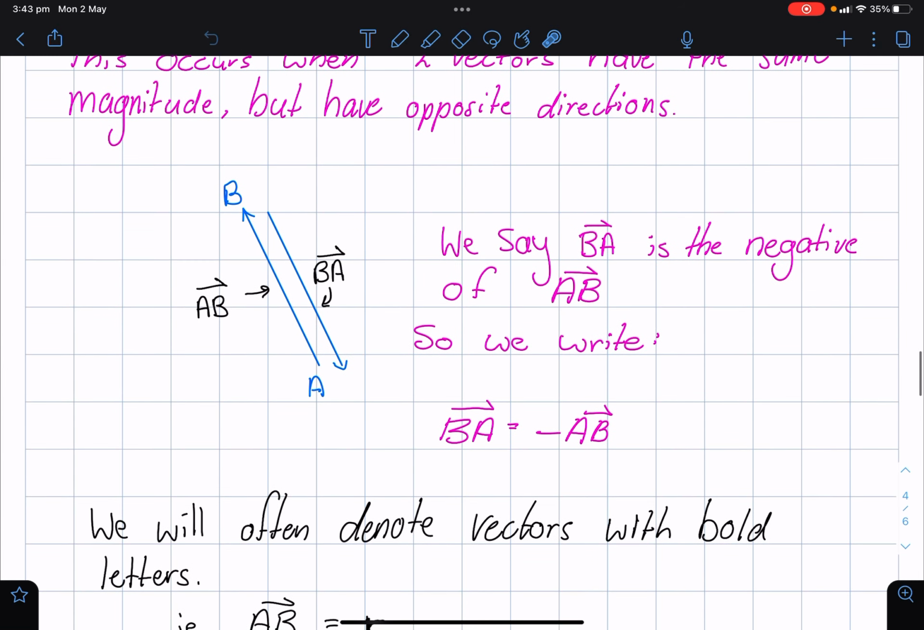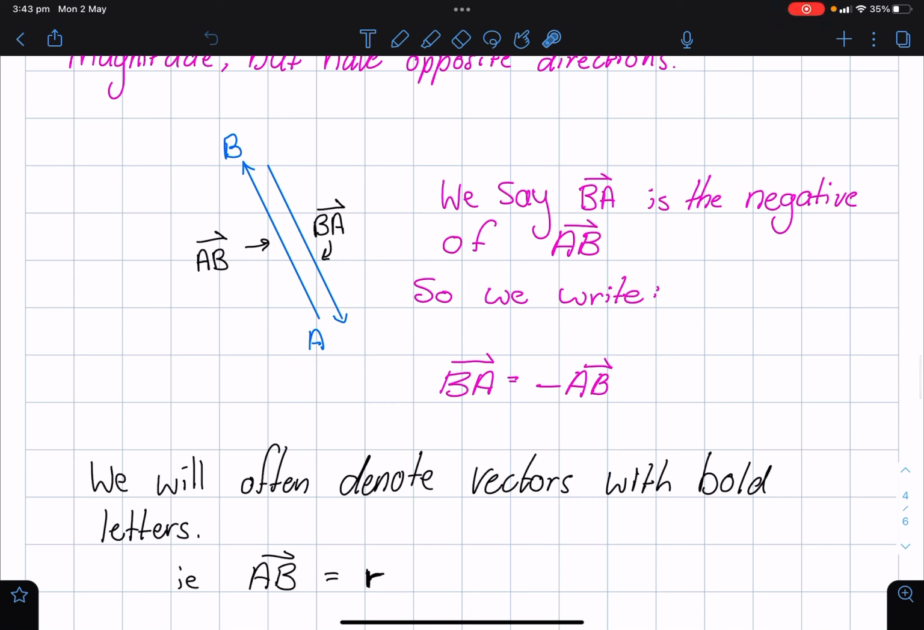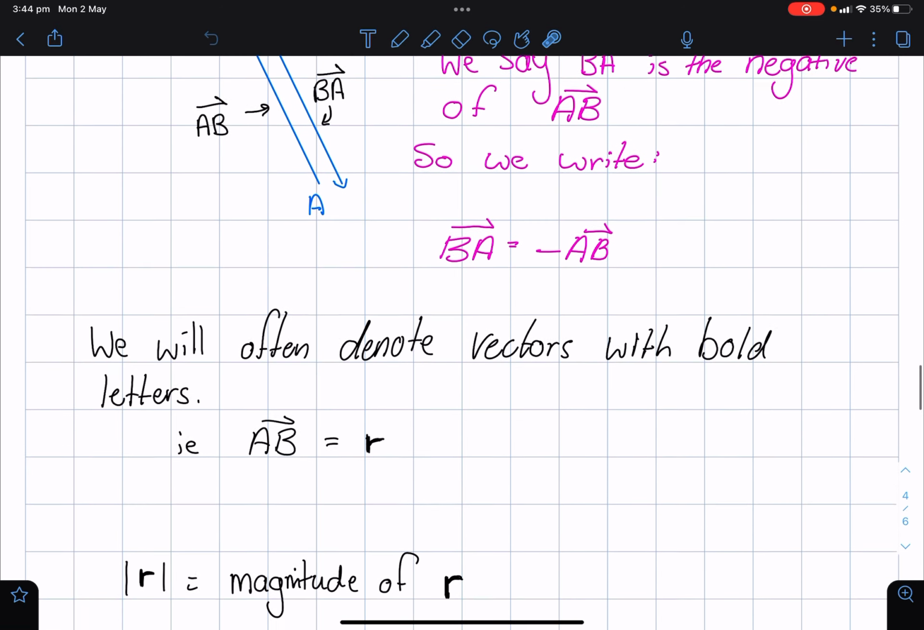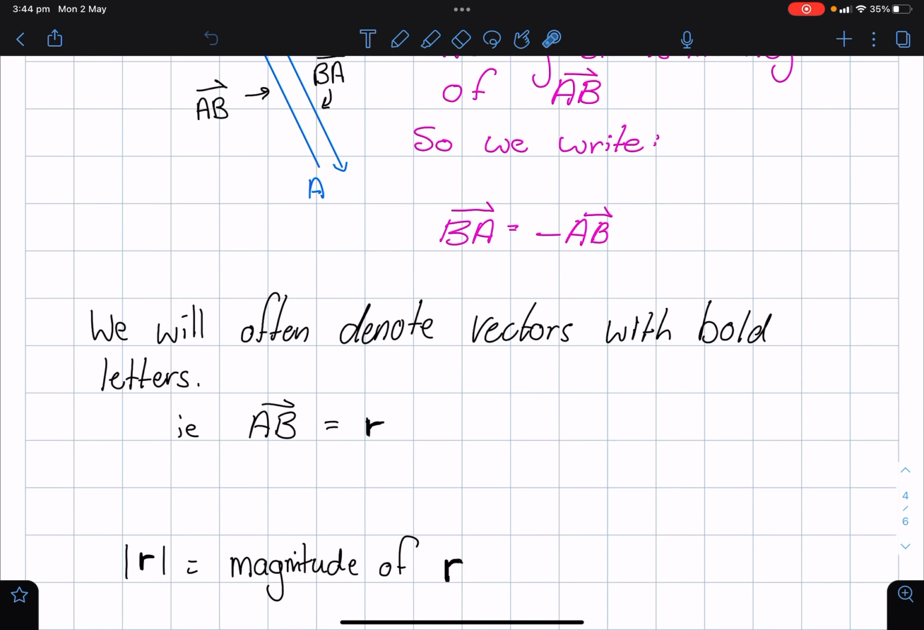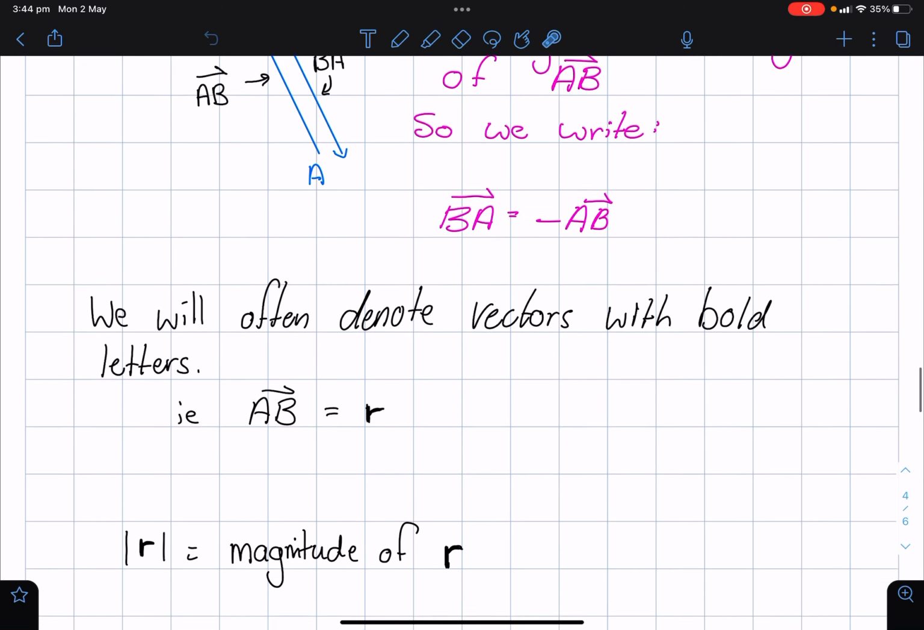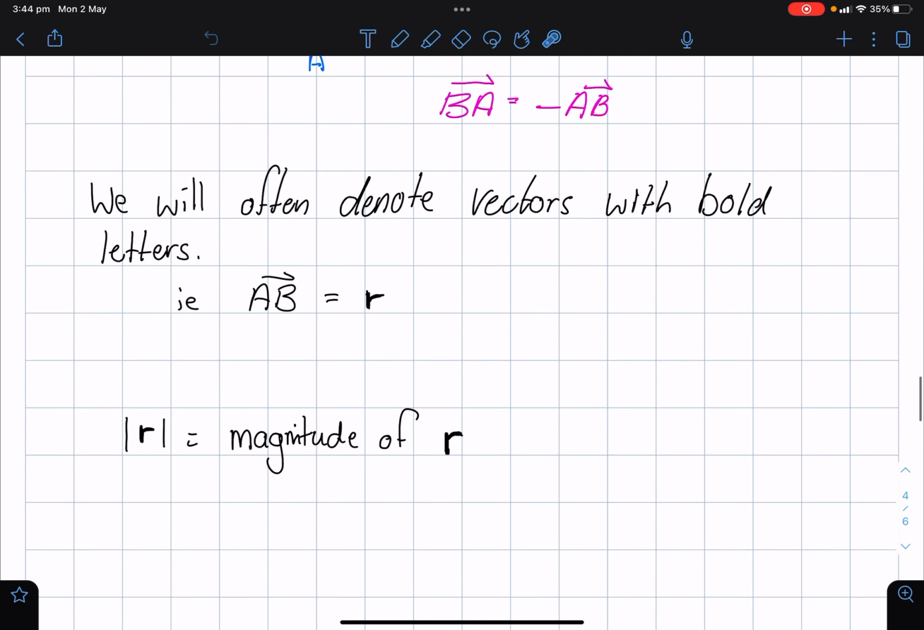A couple of other things: we will often denote vectors with bold letters. So vector AB could equal bold R. You often see Ps, Qs, Rs, and Ss in vectors, all right? And then one other thing you might see is the modulus of a vector, and this just means the magnitude of that vector, all right? So that should hopefully get you started on vectors.